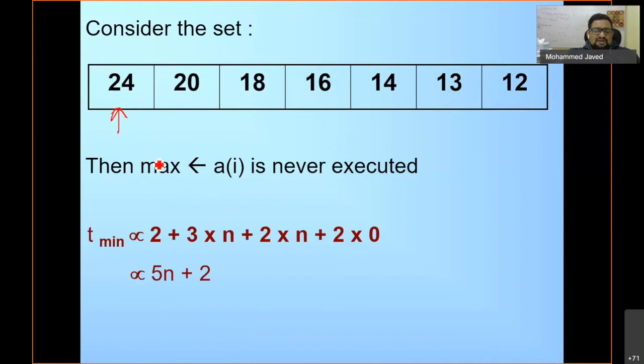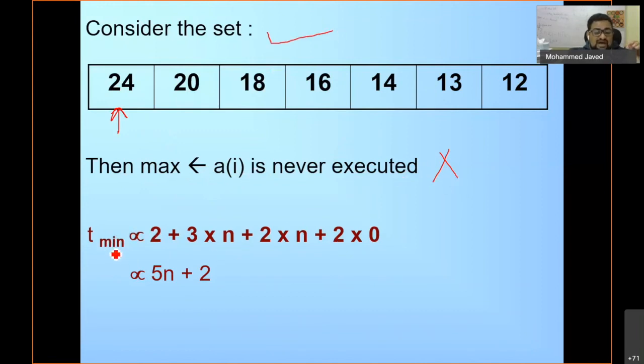So once the element is set, max equal to A of 1, right? Then what will happen is that max equal to A of I is never executed in the algorithm. So this is an example for the best case.